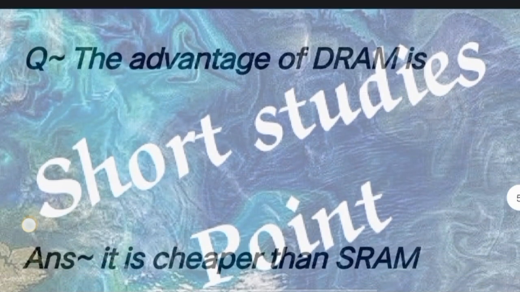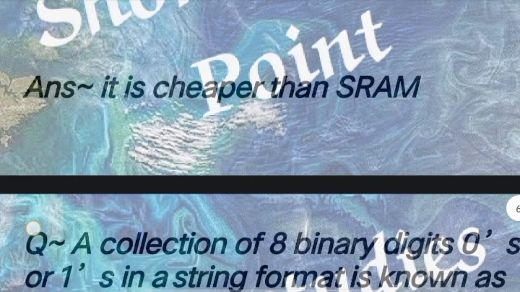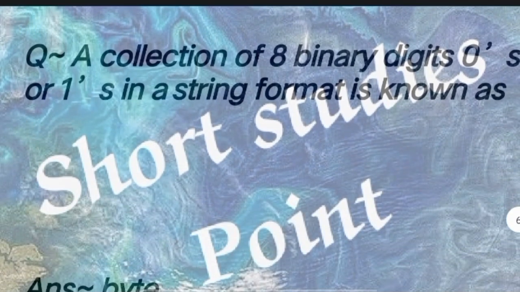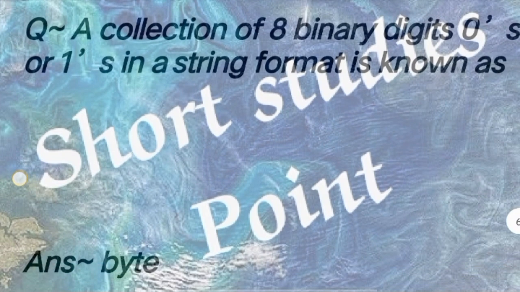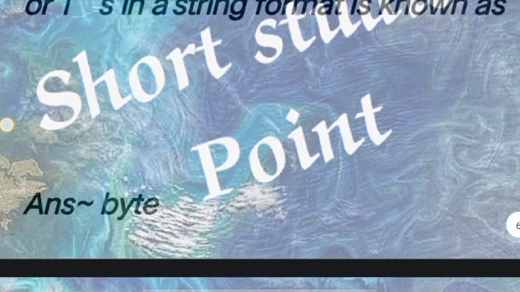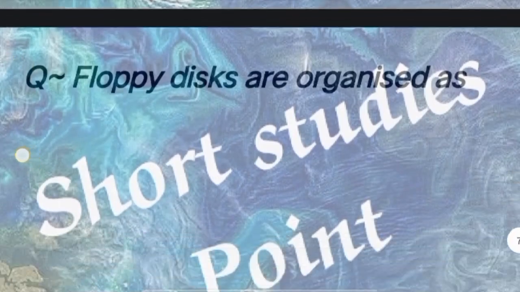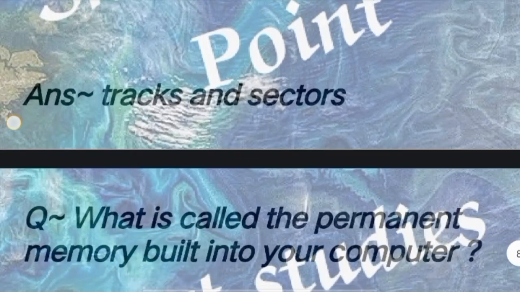Next question: the advantage of DRAM is? Answer: it is cheaper than SRAM. Next question: a collection of 8 binary digits, 0 and 1, in a string format is known as answer: byte. Next question: floppy disks are organized as answer: tracks and sectors.